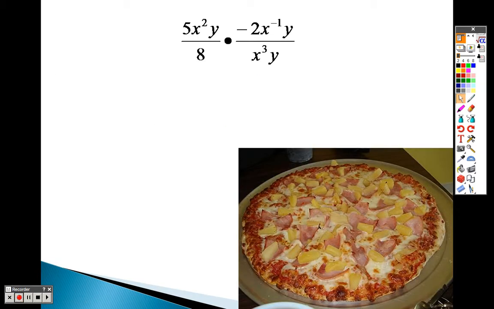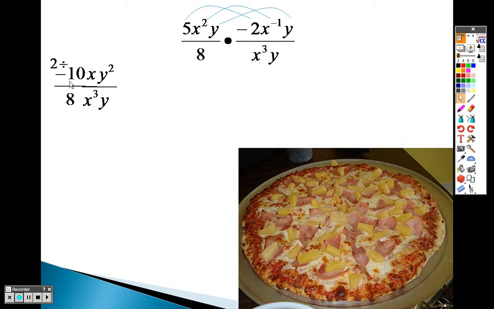Okay, so we just go right across here again, and when we do so, 5 times negative 2 is negative 10, and we still have an 8 on the bottom because there's no other numbers. I have an x squared and x to the negative 1, so I add those. 2 plus negative 1 is just a positive 1. I have a y and a y. Y to the first and y to the first is y squared. On the bottom, nothing I can do, it's just cubed and a y.